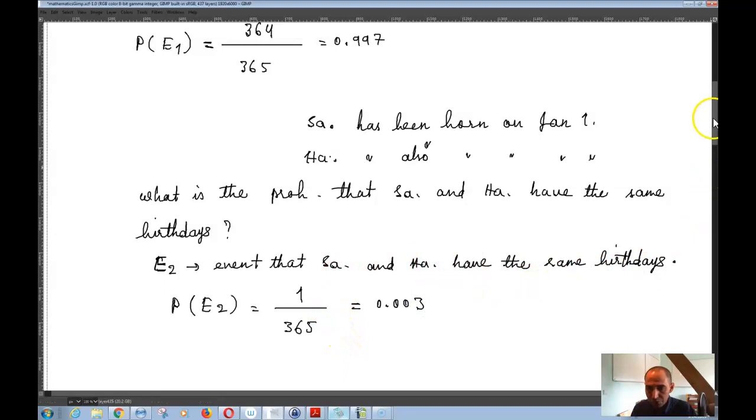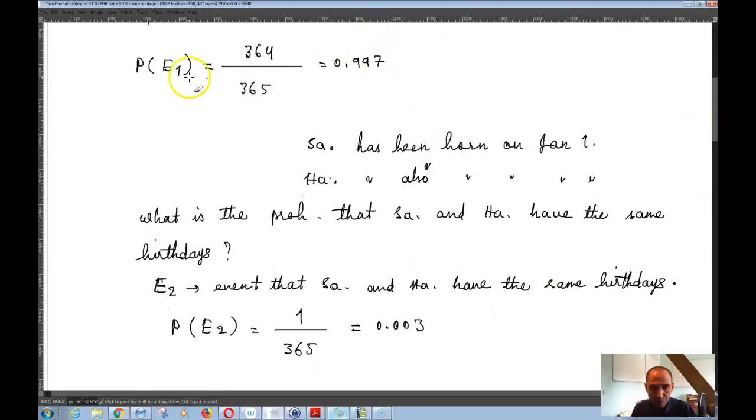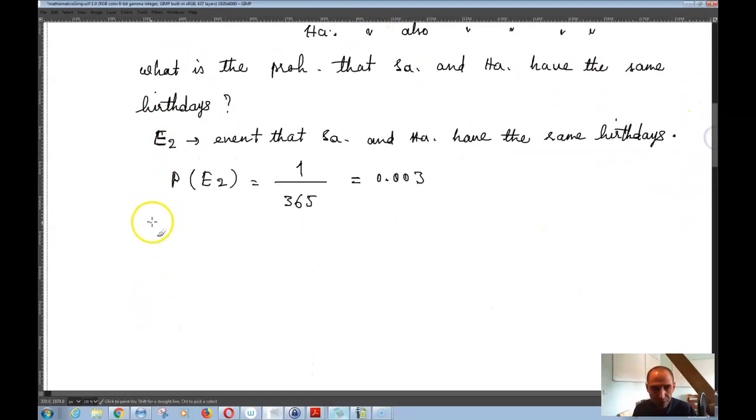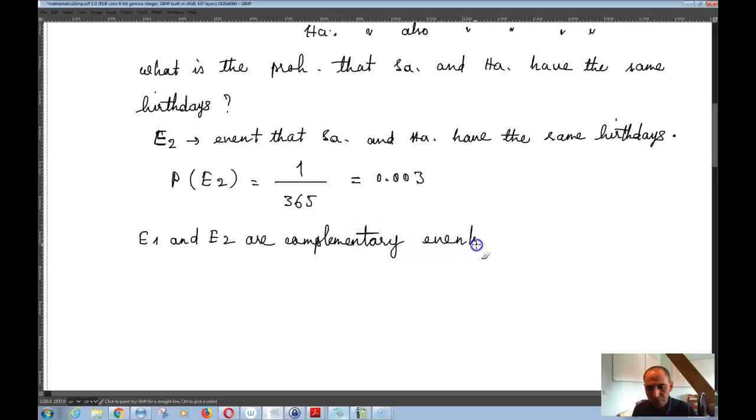And these two events, E1 and E2, are complementary events, because P of E1 plus P of E2 is equal to 0.997 plus 0.003, which is equal to 1.